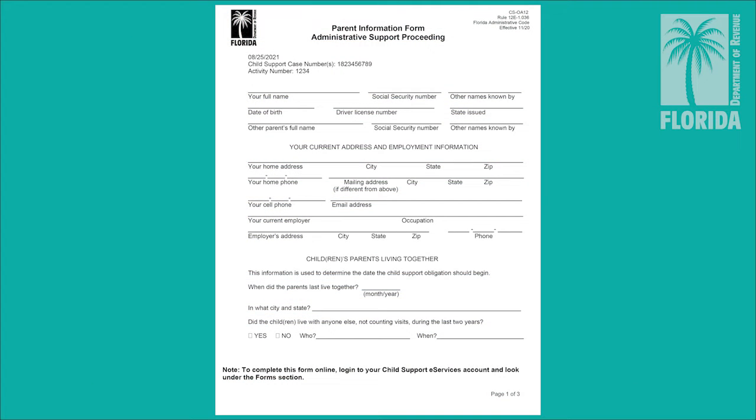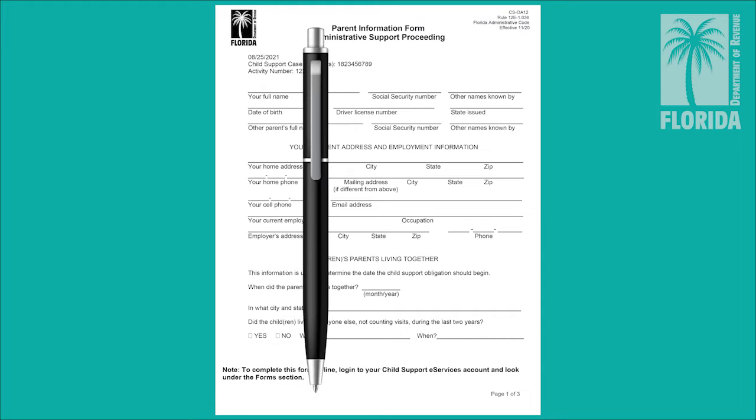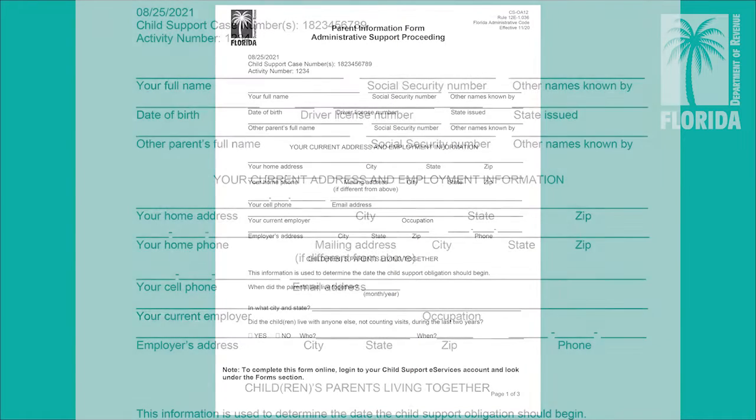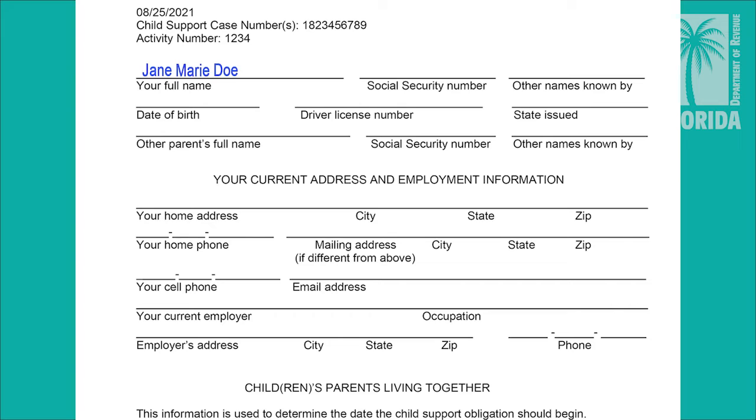Now, let's complete the Parent Information Form. When filling out this form, use dark blue or black ink. Please do not use pencil. In the first section of the form, on the lines provided, enter your full name, social security number, and any other names you may be known by, such as a maiden name or married name. If you do not have any other names you are known by, leave that line blank.